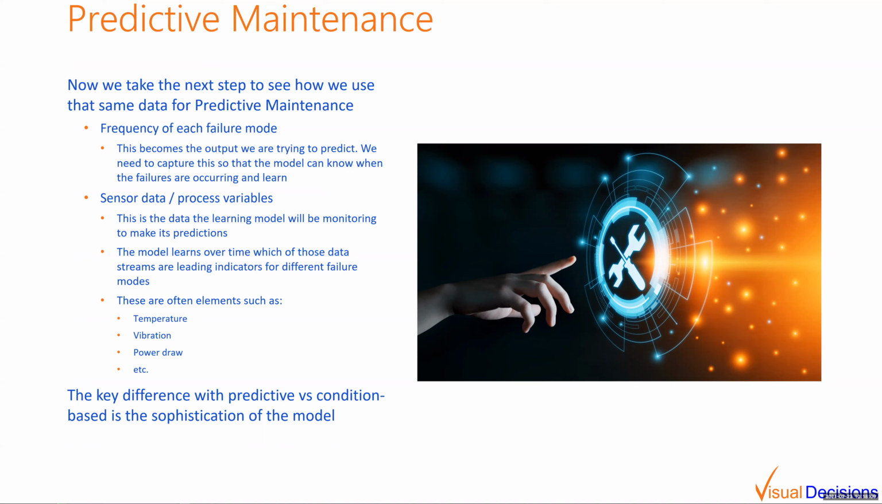So it's looking back in time. We've trained the model based on those process variables, how they transition over time, and when the failures happened, and the software learns on its own what are the changes in those inputs that are predictive of those outputs. And so the key difference with the predictive versus the condition-based is the sophistication of that model. With the learning model, the algorithm can automatically determine which are the leading indicators, what to watch, and when to actually alert people that a failure is imminent.